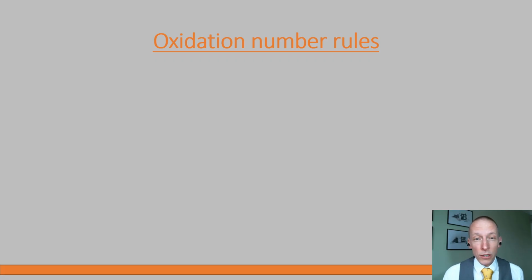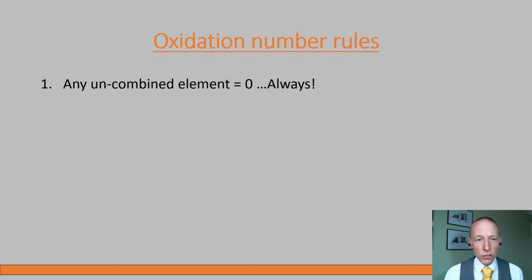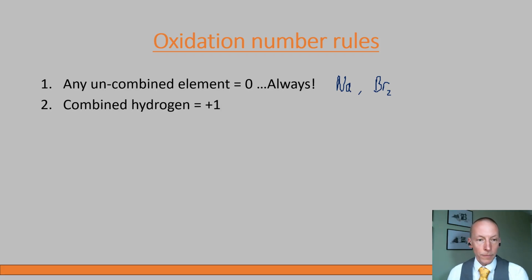So there are rules attached to working out oxidation numbers. The first is that any uncombined element has an oxidation state of 0. Now that is always the case. Anything that is uncombined will have an oxidation number of 0. So for example, if we had sodium, or indeed we can have a molecule as well, bromine, they have an oxidation state of 0.